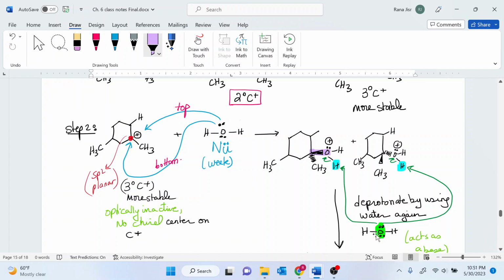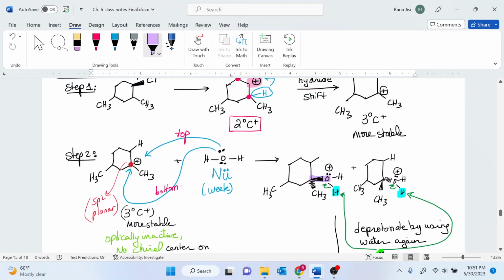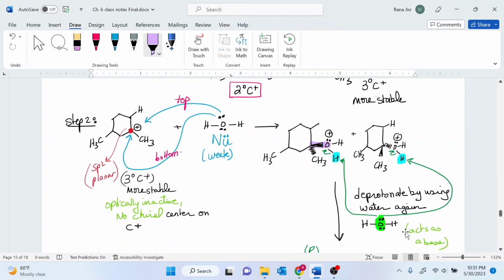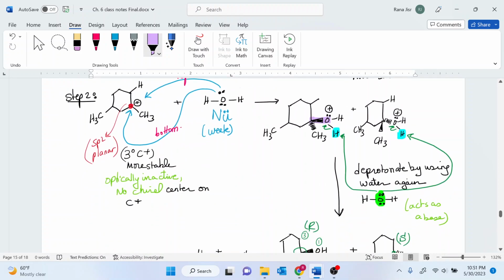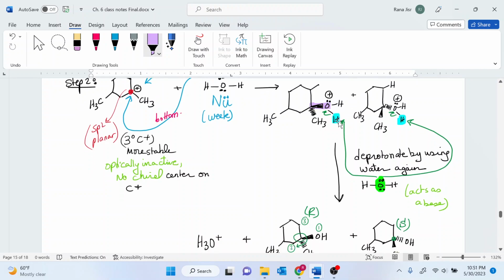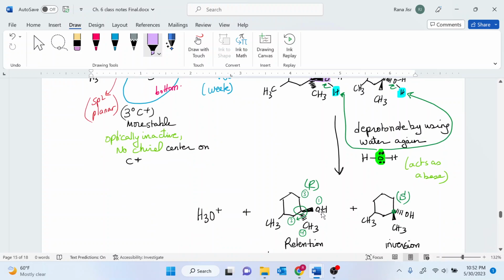So now I can use water again, or any base in the solution. But here the only base that I have in the solution is water. Water is more basic than the Cl minus over here. So this is why I am using water. Water is going to come and take both of these hydrogens in both products. And you're going to end up getting the neutral product, which is the OH. So it's as if water added to the carbocation in the form of an OH and not water. So this is going to be my product in this case.